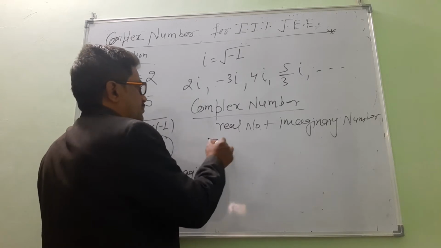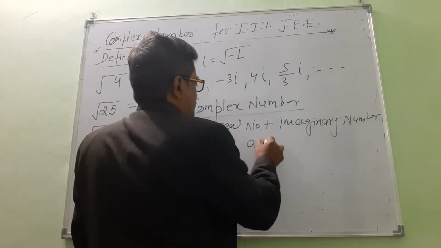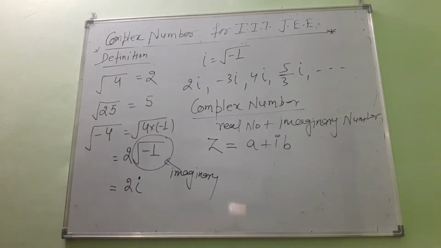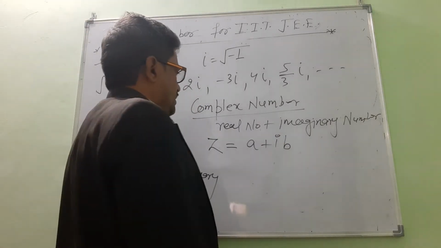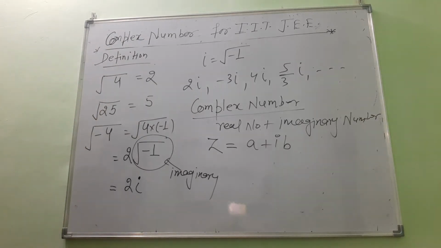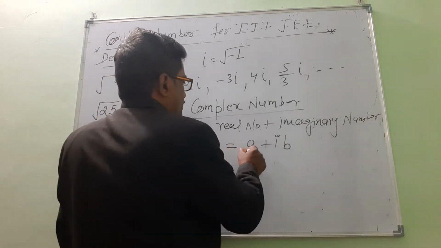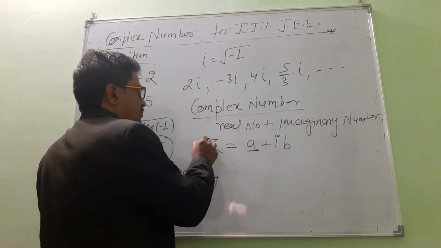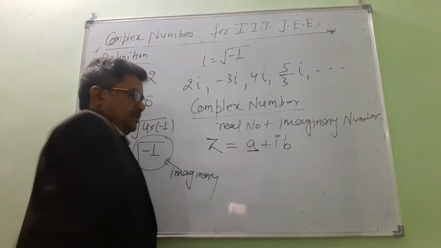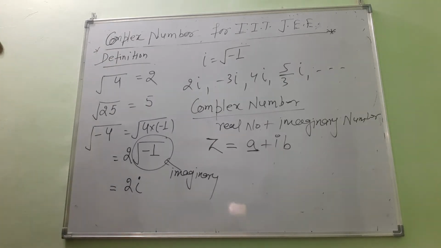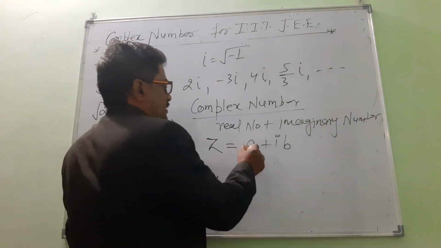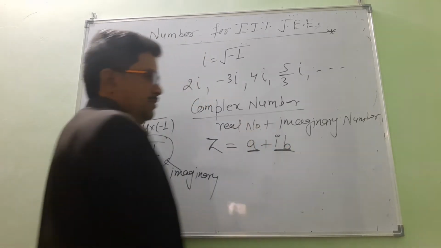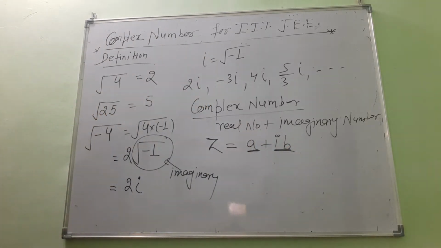So any complex number will be written in the form a plus iota b. The symbol used for a complex number is z. So a is what? A is the real part and iota b is the imaginary part of this complex number.